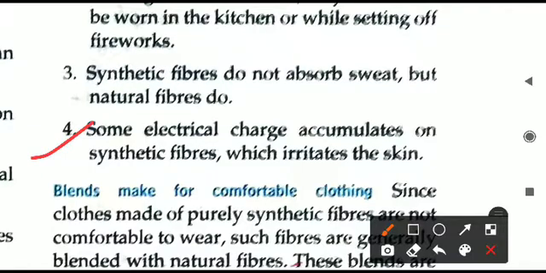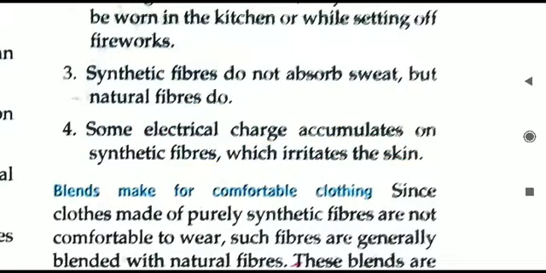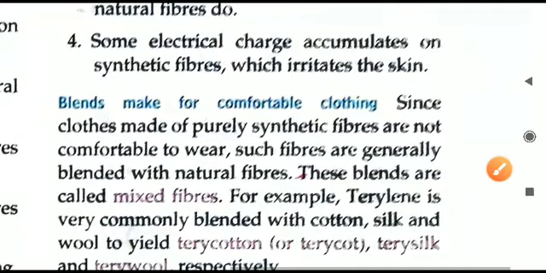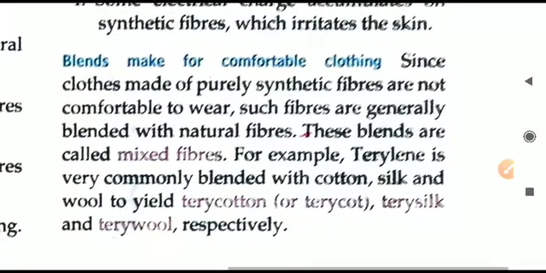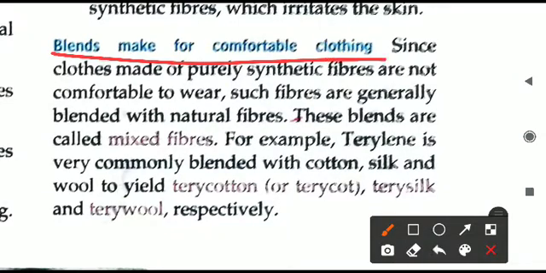Next, point number 4, some electrical charge accumulates on the synthetic fiber. Some electrical charge develops there, and it will cause irritation over the skin. So this is another point related to the disadvantages caused by synthetic fibers. So we have covered the advantages and disadvantages here. We will move on to the last paragraph given here.